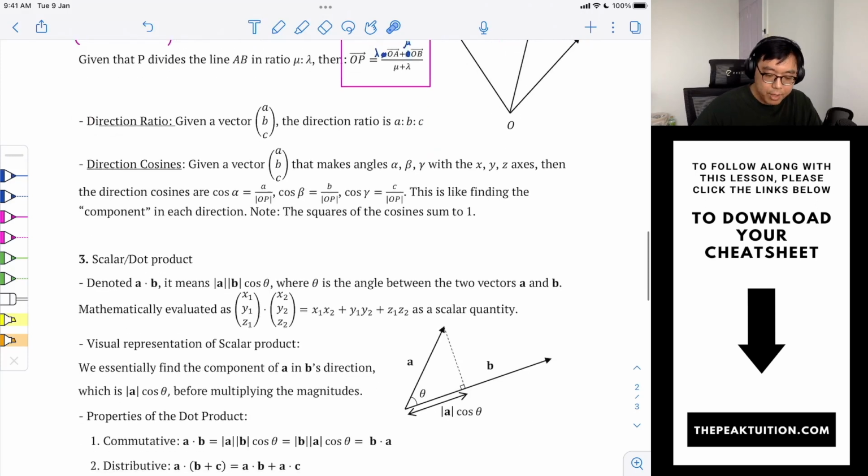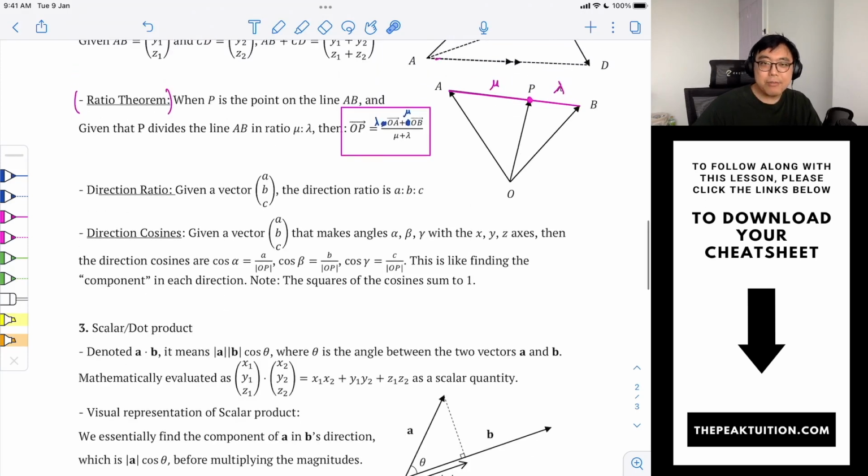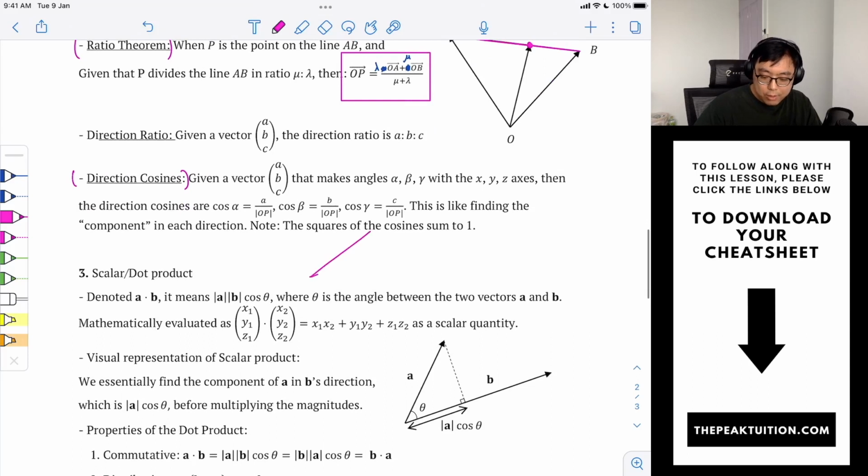Moving on, we have the direction ratio. When we have a vector with components A, B, C, the direction ratio is just A to B to C. This is just a fancy name. And we also have the direction cosine, which is again a fancy name. I'll just draw it out graphically to show you how it looks.